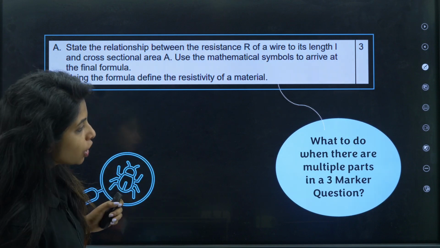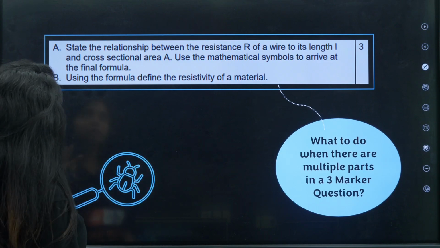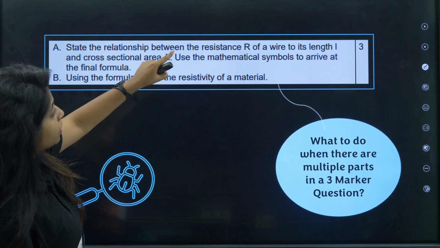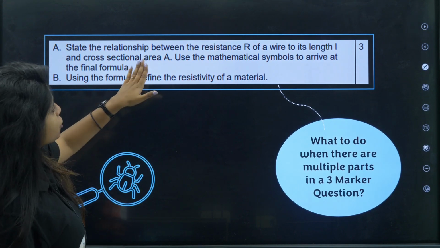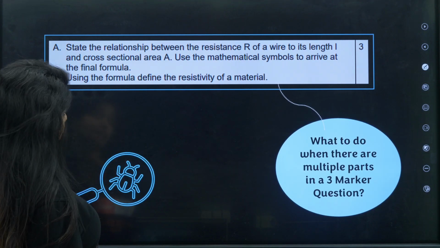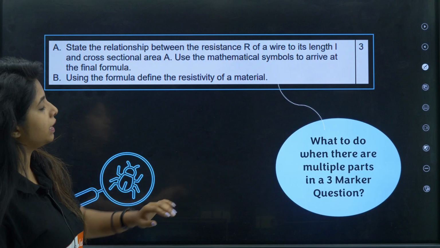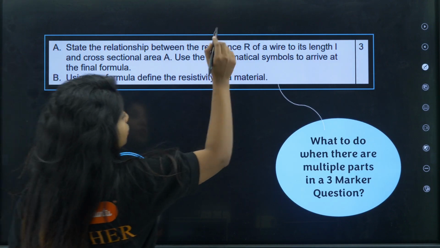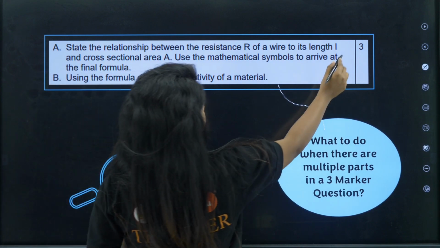Now, next question, what to do when there are multiple parts in a 3-marker question? So there are multiple parts, it's a 3-marker question. State the relationship between the resistance R of a wire to its length L and cross-sectional area A. Use the mathematical symbols to arrive at the final formula. Using the formula, define resistivity of a material. So again, as I said, when you do not know how the marks will be divided, explain the basics and then come to the conclusion.